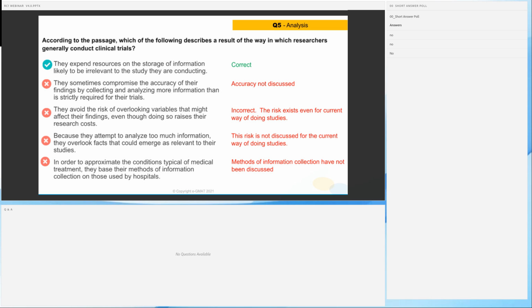Okay, the causality is not discussed in choice D. Because they attempt to analyze too much information, they overlook facts. Again, this is not discussed at all. Okay. All right.